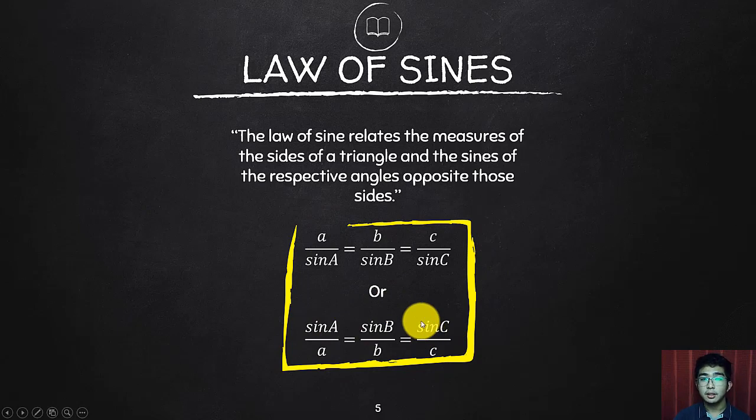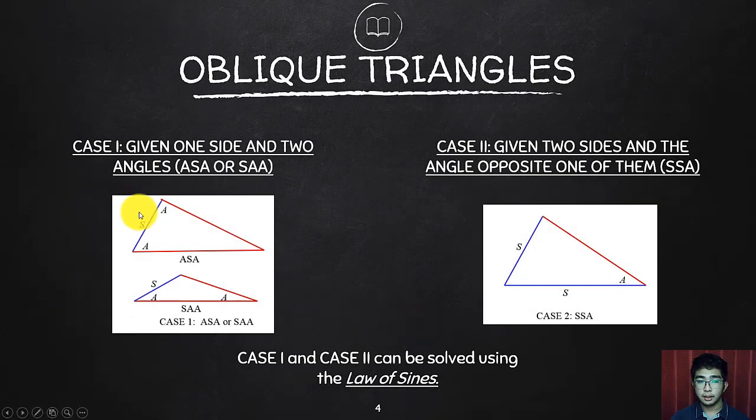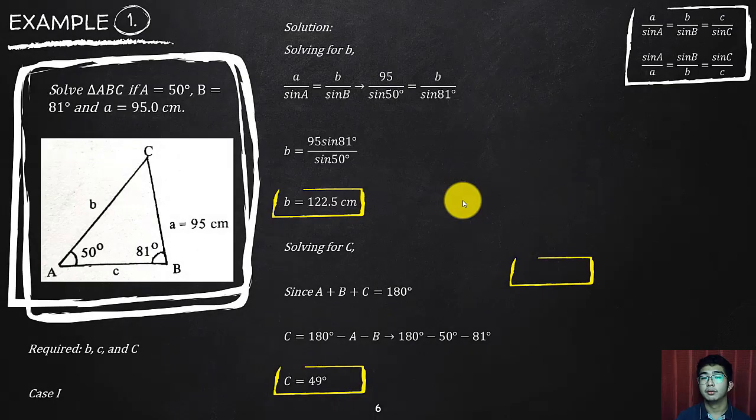This law of sines will now be used to solve problems for case 1 and case 2. What is case 1 and what is case 2? Case 1, given one side and 2 angles. Case 2, given 2 sides and the angle opposite one of them. Let's now use this to solve our example.